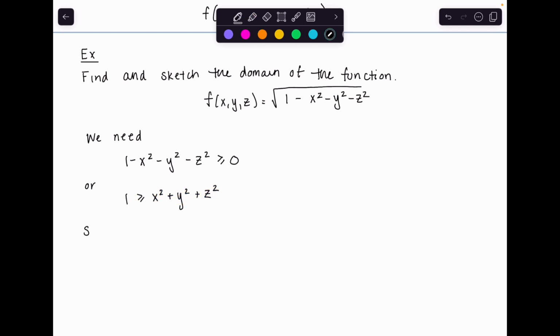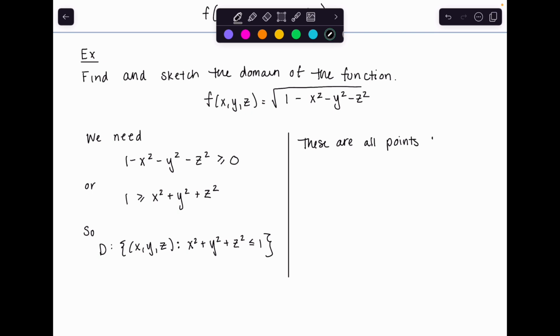But what we can say immediately from here is the domain is going to be the set of all x, y, and z values such that this condition holds. Okay? But again, all this is the points inside a sphere of radius 1. So they're all points inside and on the sphere of radius 1. Okay? Because we have that less than or equal to. So this is something I can actually graph the domain for. It is a nice enough three-dimensional function.